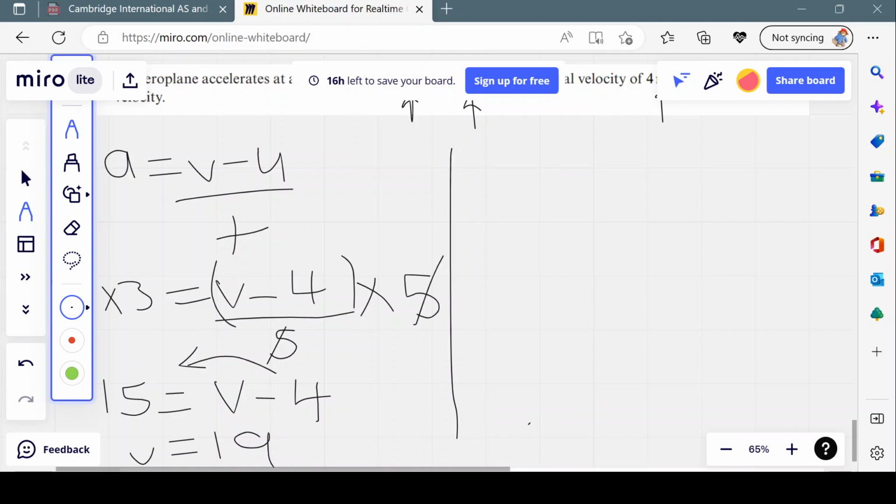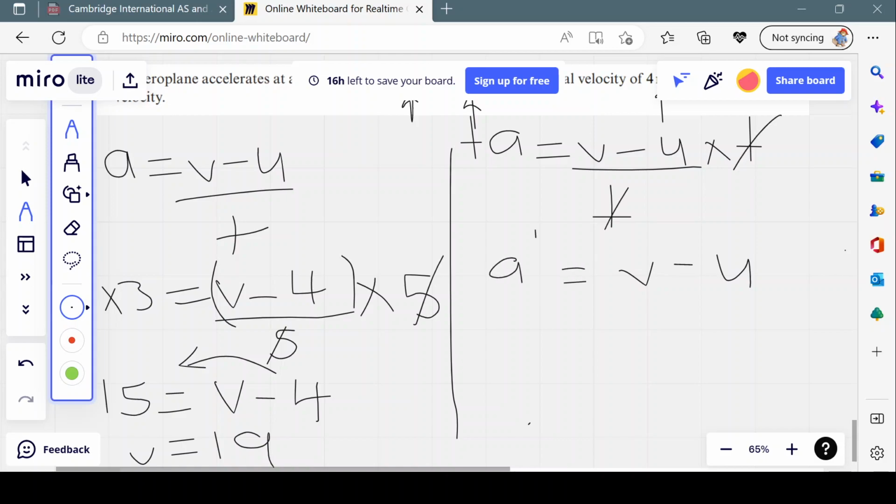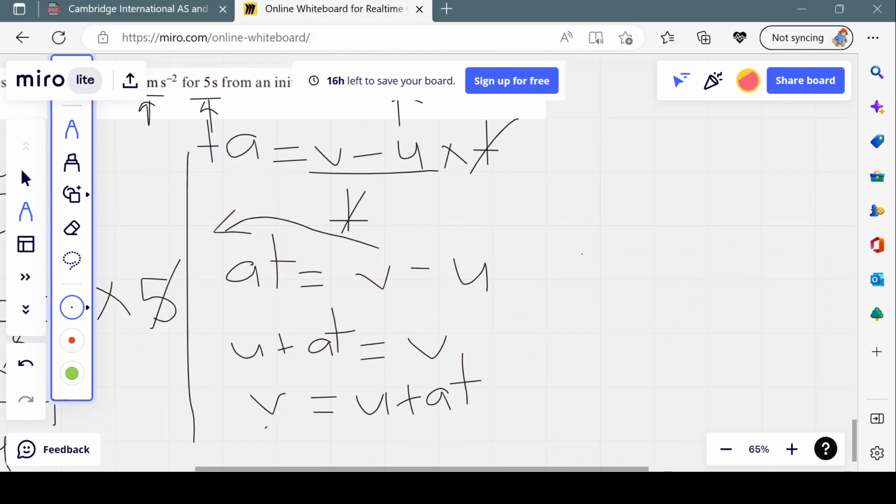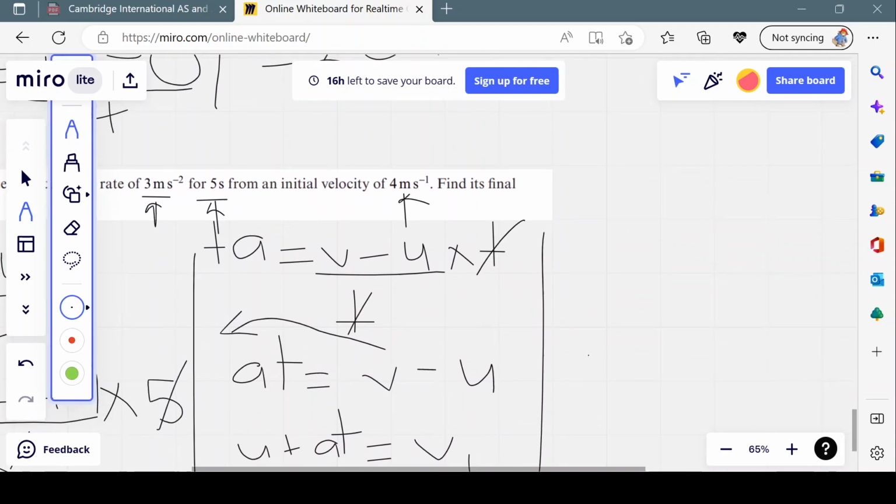But there's a method I prefer, and I'd like you to also learn the formula that has v as the subject. If I have a equals v minus u out of t, if we multiply both sides by t, the t's cancel on this side, and we have v minus u equals at. Now we can get the u to the other side to isolate the v, so we have v equals u plus at. How could we use it here? v is the final velocity, u is the initial velocity, a is acceleration, and t is time. Let's see how we would use it here.